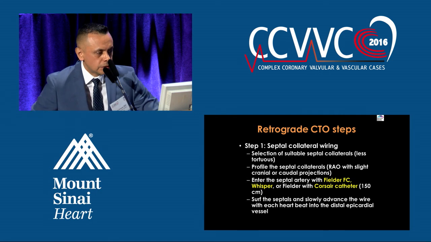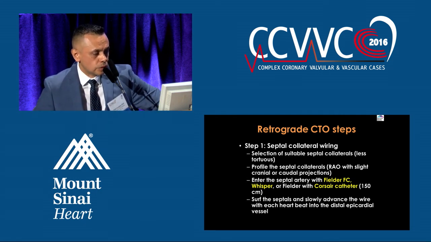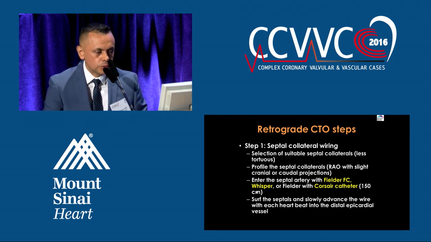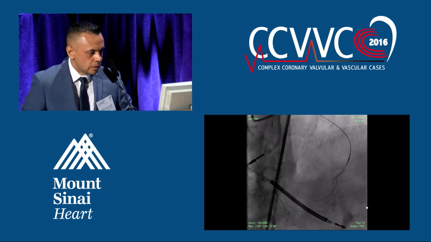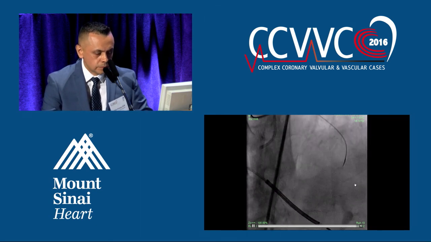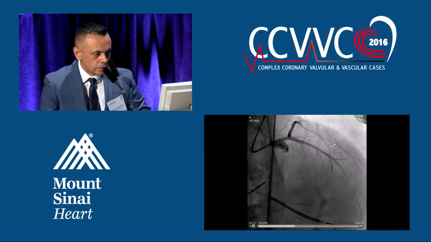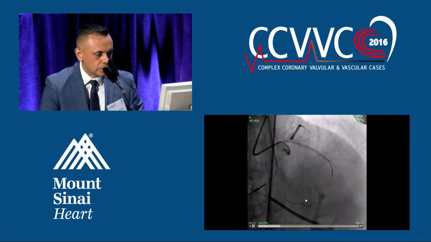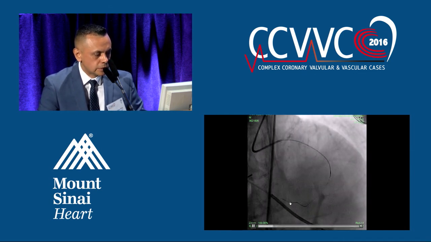The steps usually are: you have to select a septal, and then we usually go with a Filter FC. FC stands for fine control. Then you can use either a Whisper or a Sion wire and a Corsair catheter. Make note, the Corsair has to be 150. There is a picture of the Corsair with a little puff of contrast. You have the Corsair with a Filter FC through the septals, going into the distal PDA of the RCA.